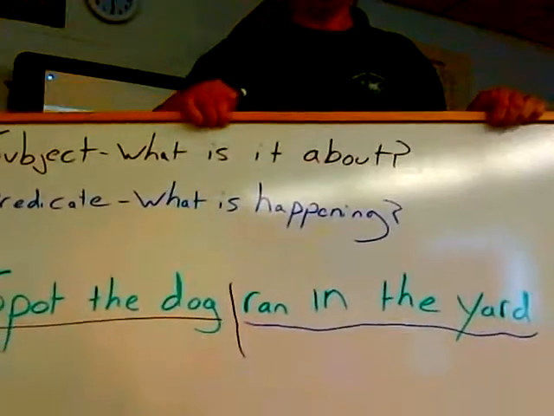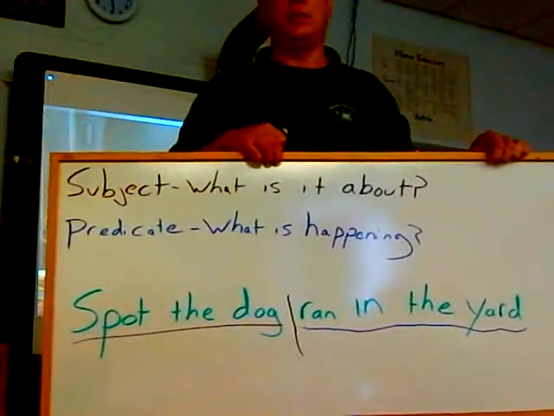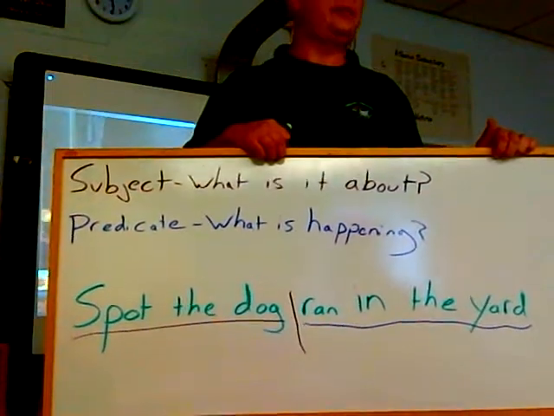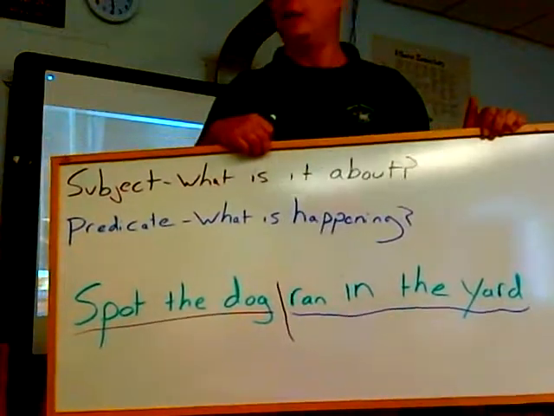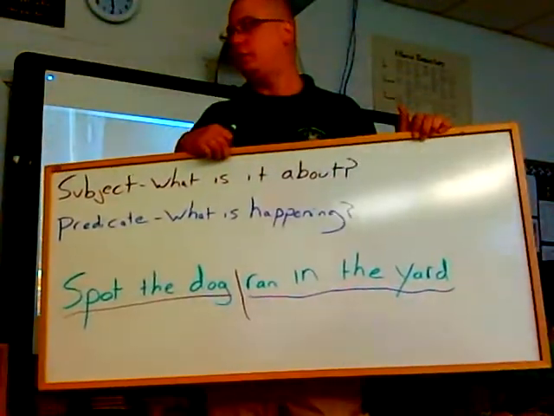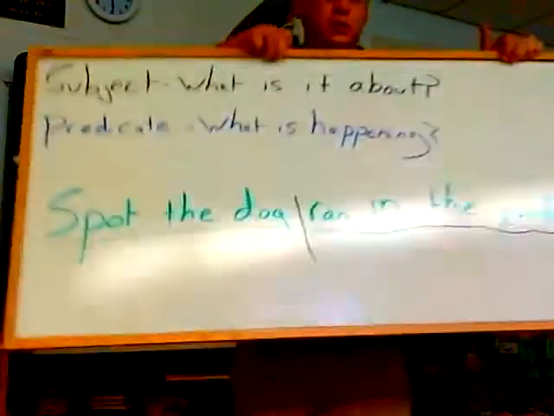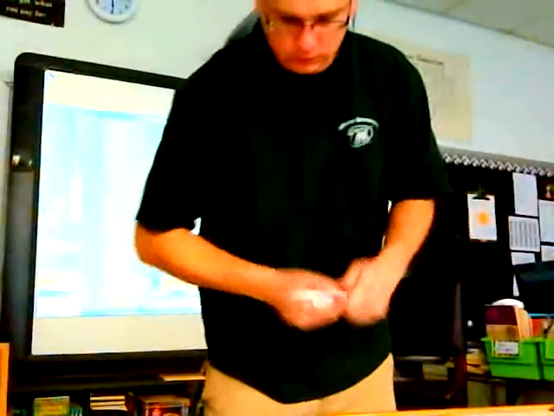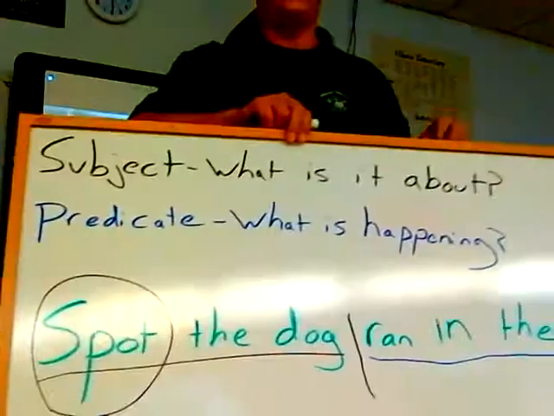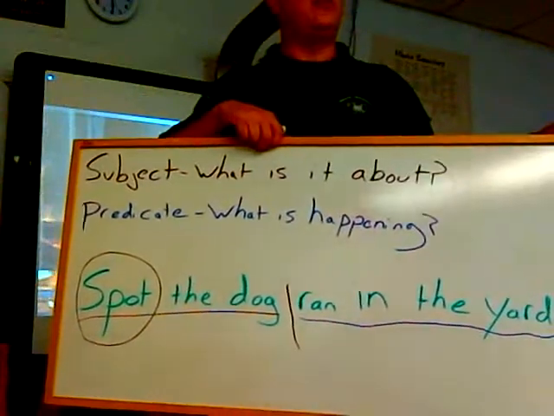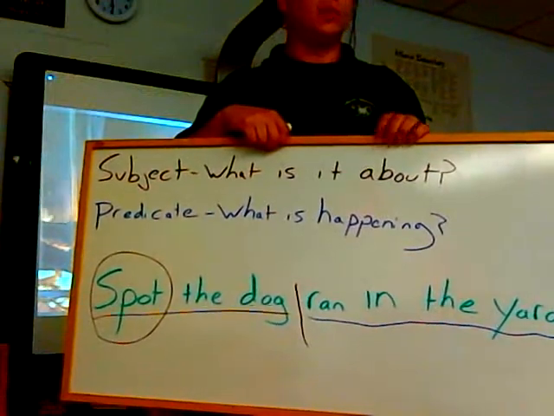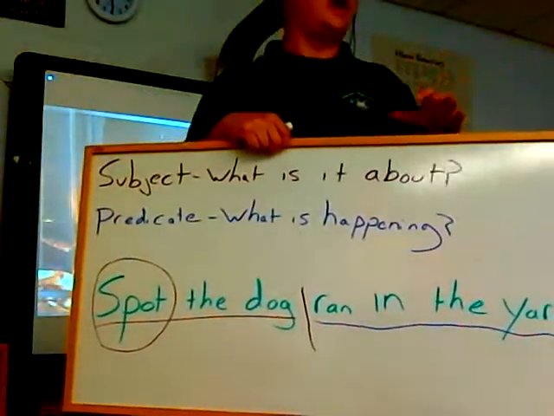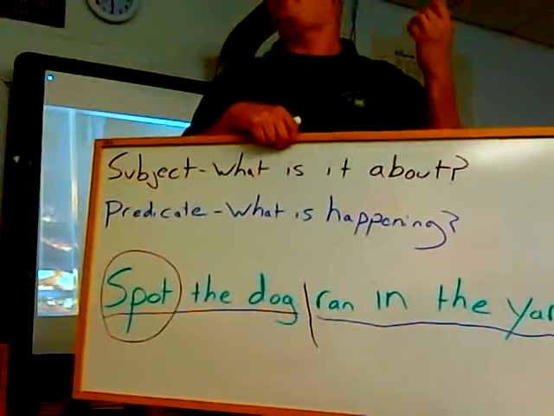So, let's get one step more complicated. Spot the dog ran in the yard. What is the simple subject? The subject of the sentence, the answer to the question, what is the sentence about, in one word? Spot. In one word, what is this sentence about? Why would it be wrong if I said this sentence was about the dog? Because it's not specific. Yeah, we know which dog. This is not about my dog or your dog. This is about Spot the dog.